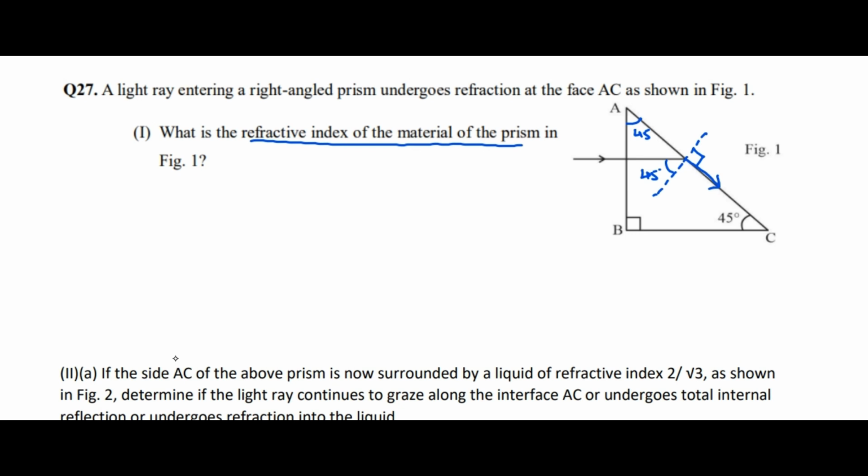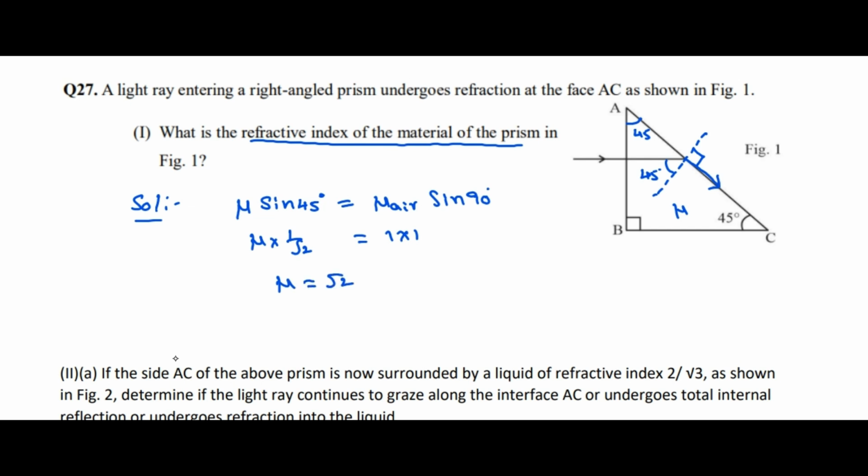If we are applying Snell's law, that is, refractive index of the prism, suppose say mu, into sine of 45 degrees is equal to refractive index of the air into sine 90 degrees. So mu into 1 by root 2 is equal to 1 into 1. So mu is equal to root 2. This is the refractive index of the prism.